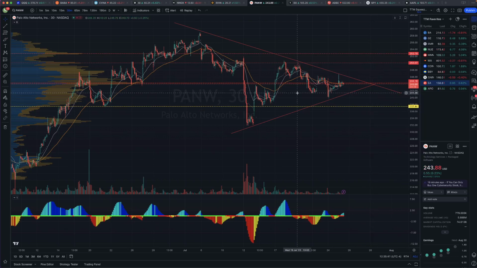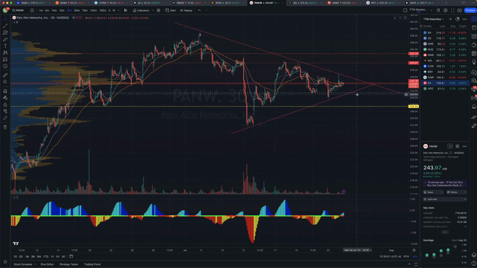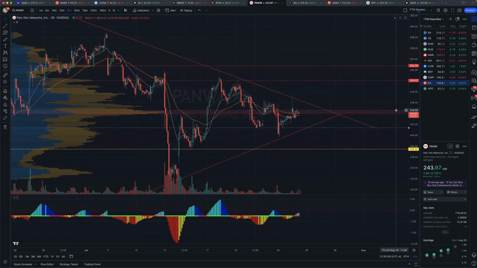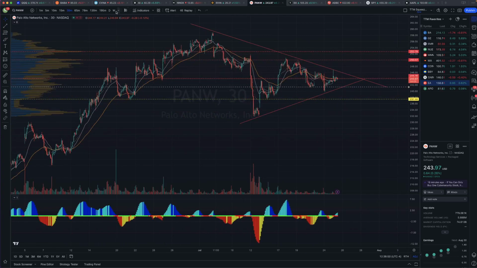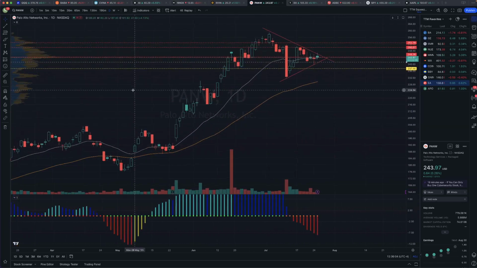I'm going to set an alert right at about 241, 242 area, 241.50 area. I want to see if it can come into that. And then I'll make some additional decisions. But PANW looks great on that daily chart.